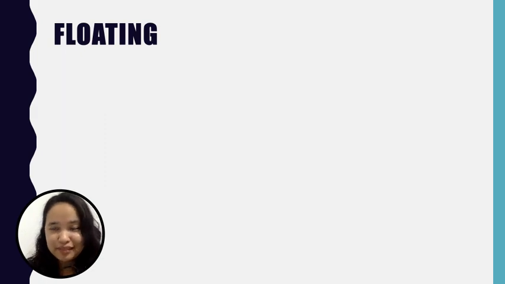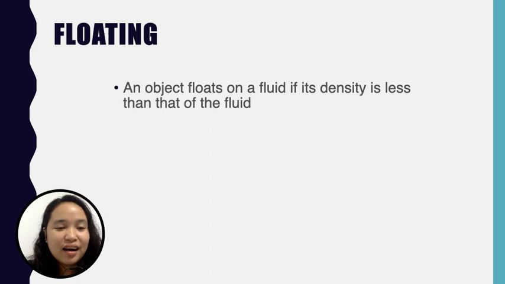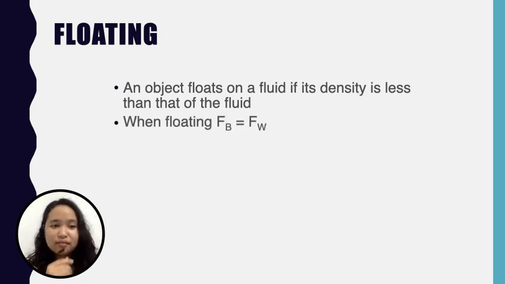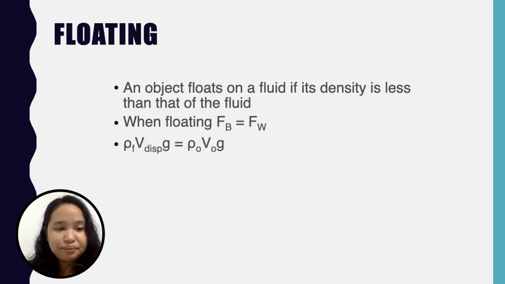Next, let's go to floating. Floating: an object floats on a fluid if its density is less than that of the fluid. It sinks if its density is more than that of the fluid. When floating, the buoyant force is equal to the weight. Let's break that down.